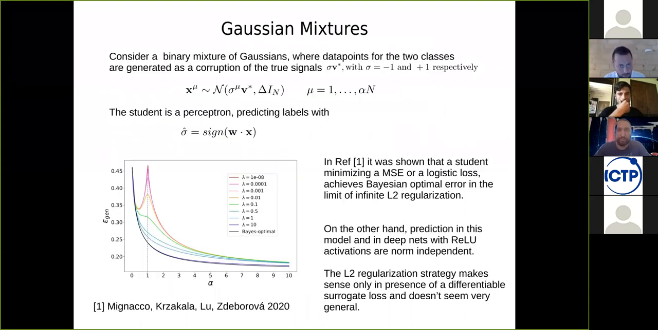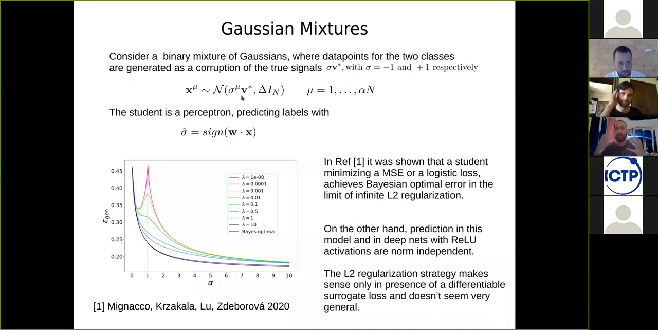But now let's move to the new stuff we have been doing in this last work. Consider a binary mixture of Gaussians, where you have a collection of data points, each data point belongs to one of two classes. So you have class plus one, where this sigma label is plus one, and the data point is generated as a perturbation around a true signal V star, while data points of class minus one are generated as perturbations of the signal minus V star.